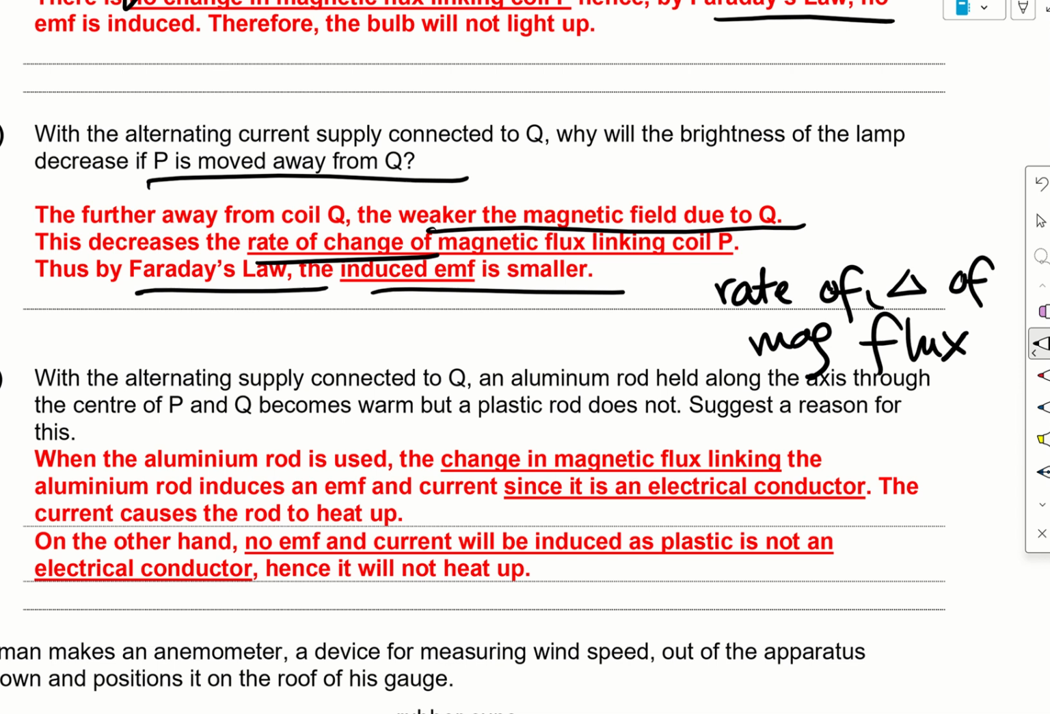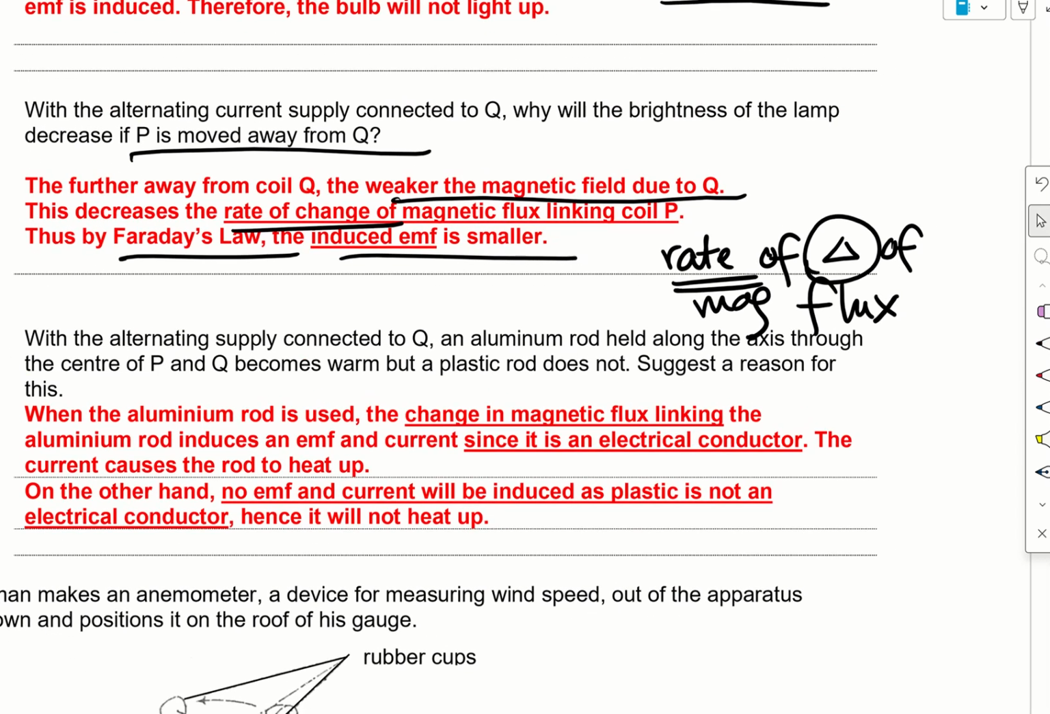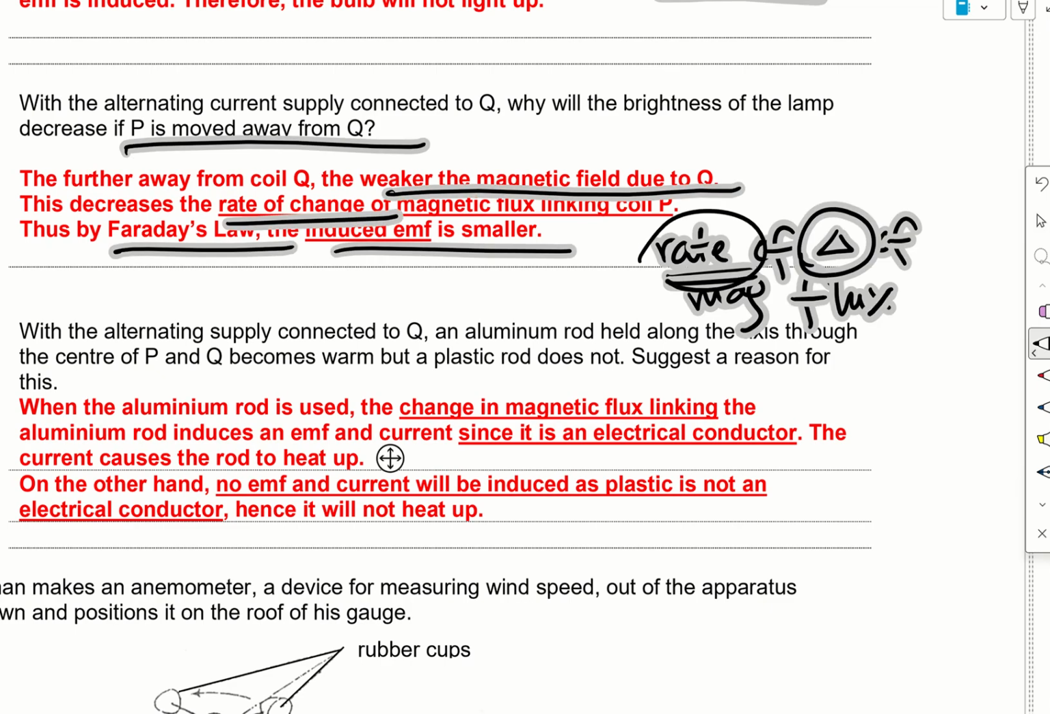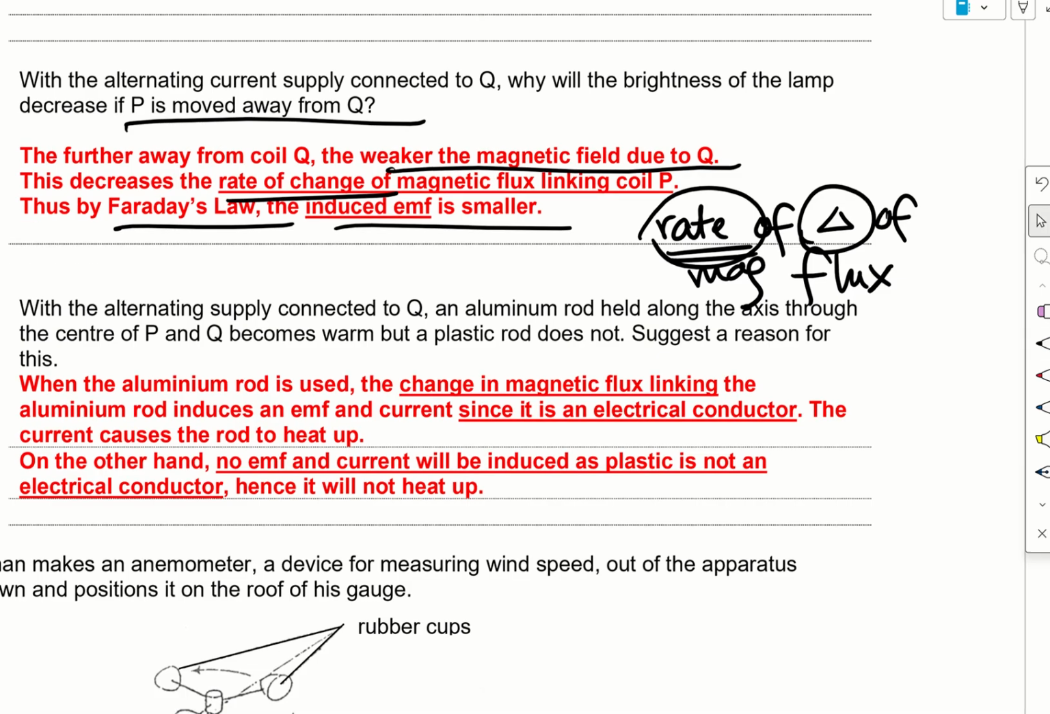Faraday's law is actually about the rate of change of magnetic flux. So there must be a change, and the magnitude of the induced EMF and induced current depends on this rate of change. The larger the rate of change, the larger the induced EMF.